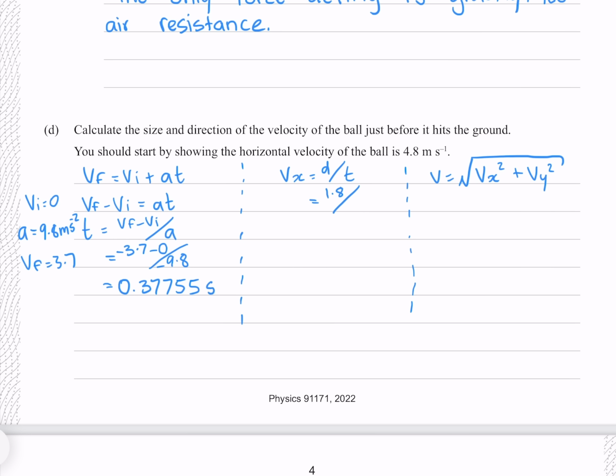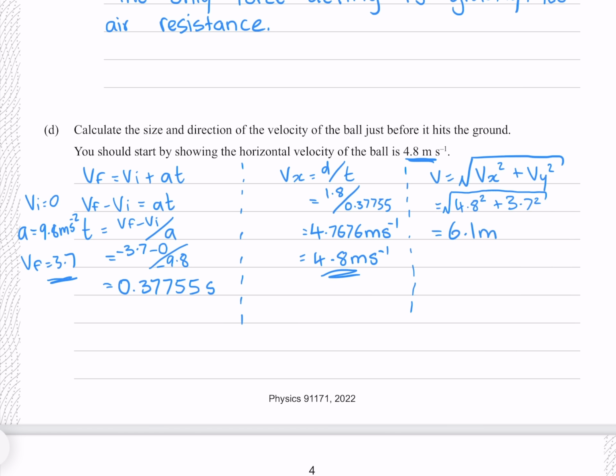Substituting for our time, I get 4.7676 meters per second, or rounding up we get our 4.8 meters per second, which is exactly what we're expecting. We can now substitute our Vx and our Vy into our final equation, which gives me 6.1 meters per second to two significant figures. Now we've found the size, but we haven't found the direction yet.